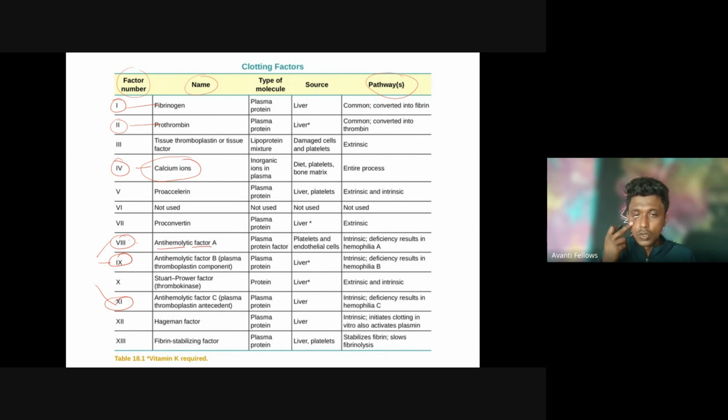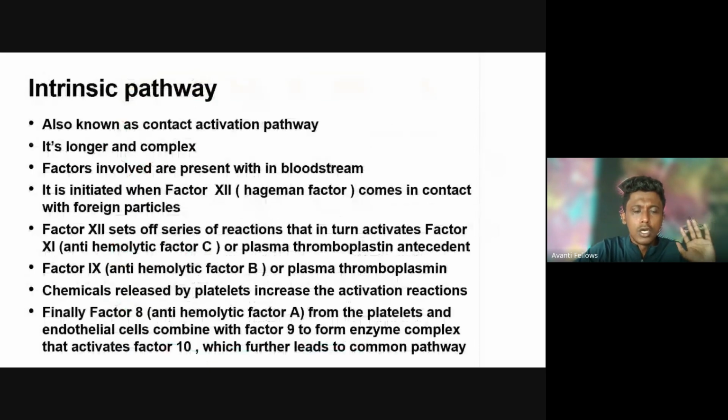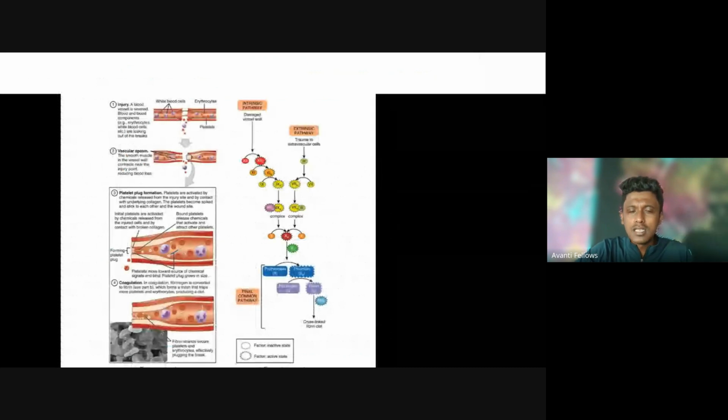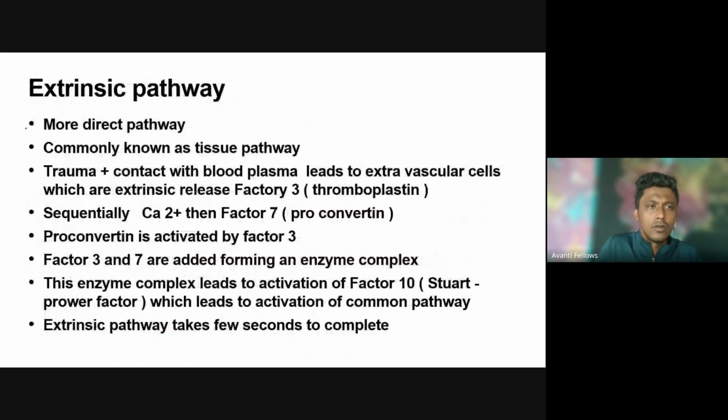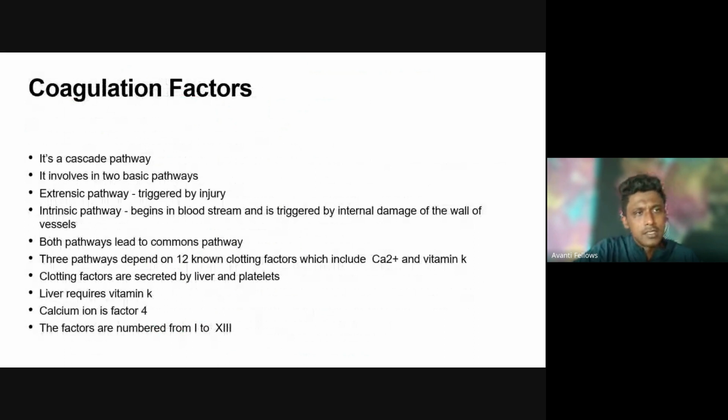Now we understood that there are 13 factors. All the factors are very, very important to achieve coagulation of blood. So what is happening, students? There are two different ways in which the clotting or coagulation mechanism happens. One is called the intrinsic pathway and the other is called the extrinsic pathway. The extrinsic pathway is also called the direct pathway, and the intrinsic pathway is called the indirect pathway.